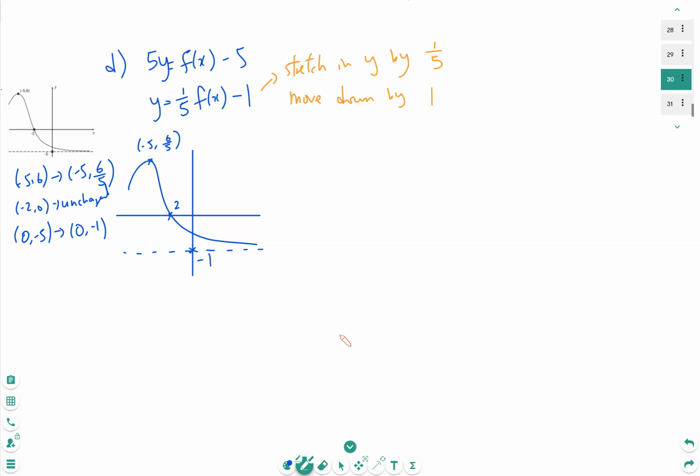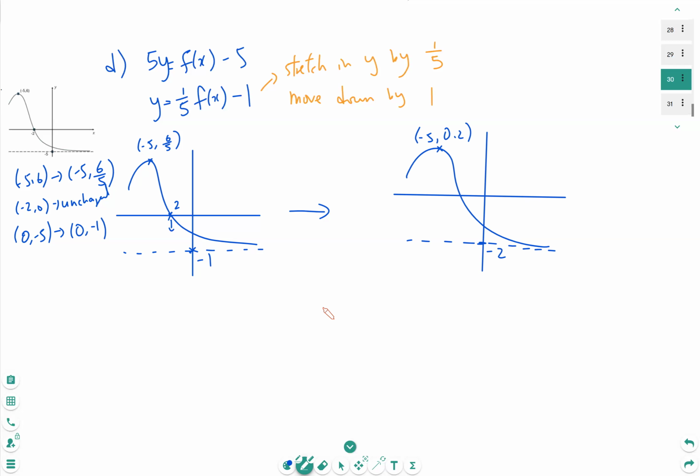Okay, so that's the first step. We stretch y by a fifth. And then we have to move down by 1. Hopefully things are a bit easier. So move down by 1. This 6/5 is 1.2. So if we move down by 1, this minus 1 becomes minus 2. That point, 1.2 take away 1 is 0.2, or a fifth. You can write that the point is no longer there because of moving down, it will be somewhere here. So that's the final answer.